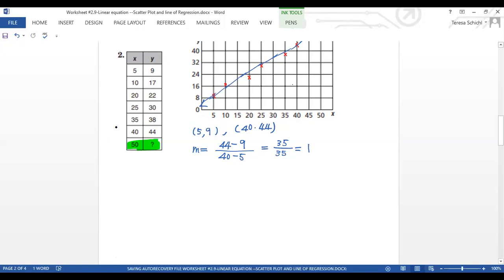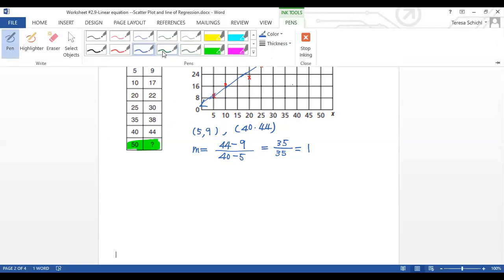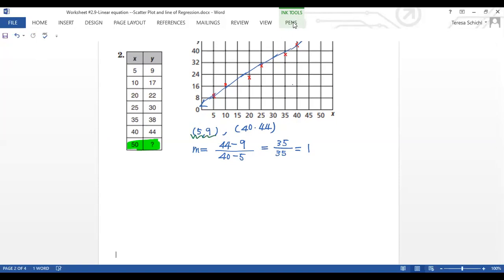So now I can define this line. I will choose one point. This time I will choose this one. It doesn't matter which one you choose, you always get the same answer, right? So this will be y minus 9 is equal to 1 times x minus 5, right? So y minus 9 is equal to x minus 5. Then you plus 9 plus 9. So what you have here is y equal to x plus 4, right? So this is your regression line.